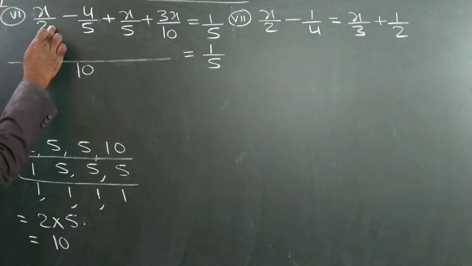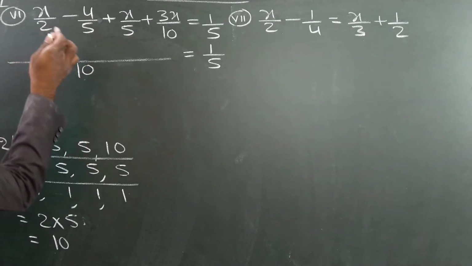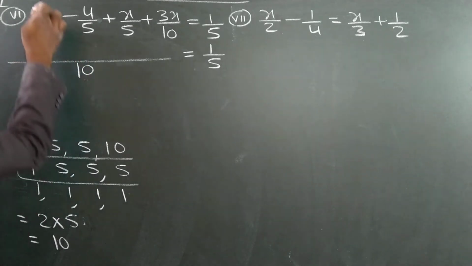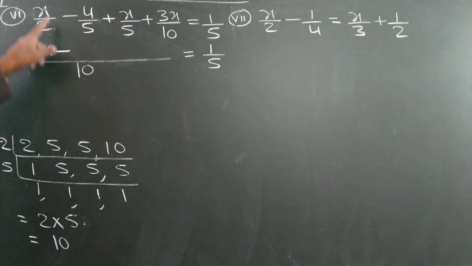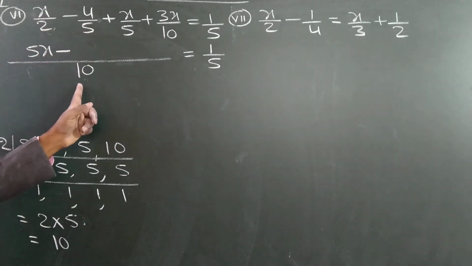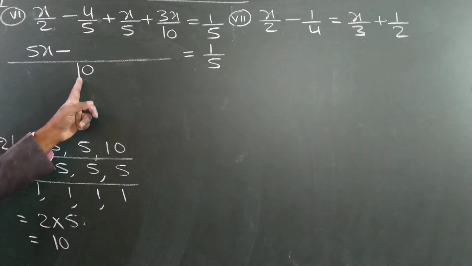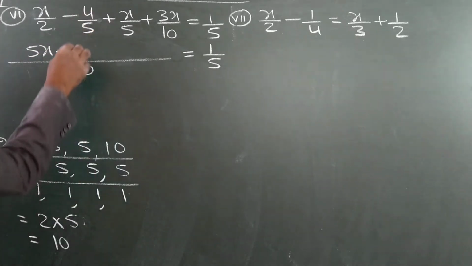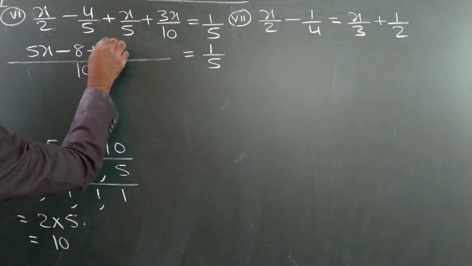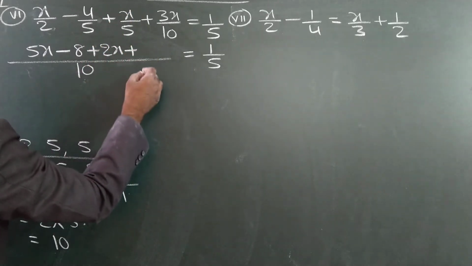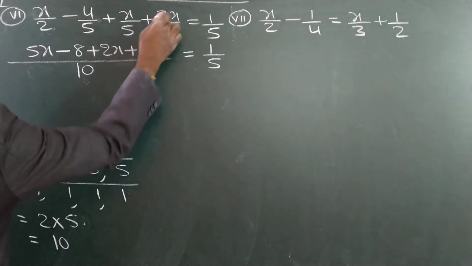See here. 2, how many times? 2 5 times, 5 into x, 5x. 5, 2 times, 2 5s are 10. 2 times 2 4s are 8. 5, 2 times, 2 into x, 2x. 10, one time, 1 into 3x, 3x.